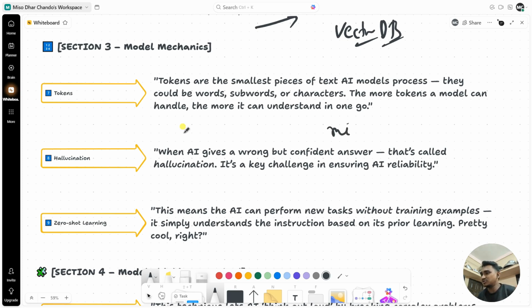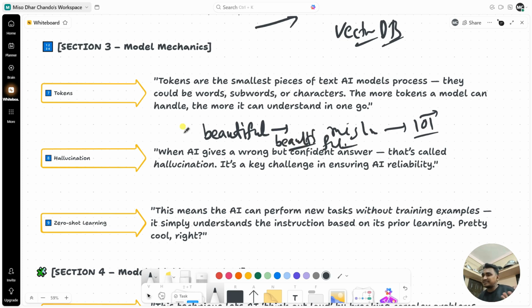Let's say my name, Mishu. It will convert it into a token, let's say 101, in a numerical way, like a vector. So a token is nothing but a small piece of what the AI model actually processes. It can be a word or a subword. Let's say I have the word beautiful. It can convert it into tokens, like beauty as one token and ful as another. Or the characters.